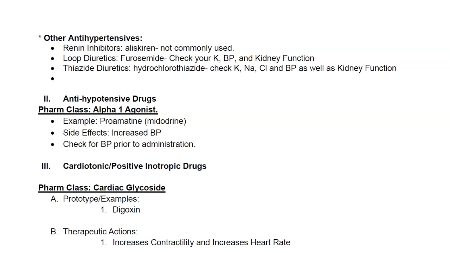So how do we check for kidney function? Well, we want to check our intake and output. So we want to make sure that the patient is actually urinating. And in addition to that, lab-wise, we need to check our BUN and creatinine levels.